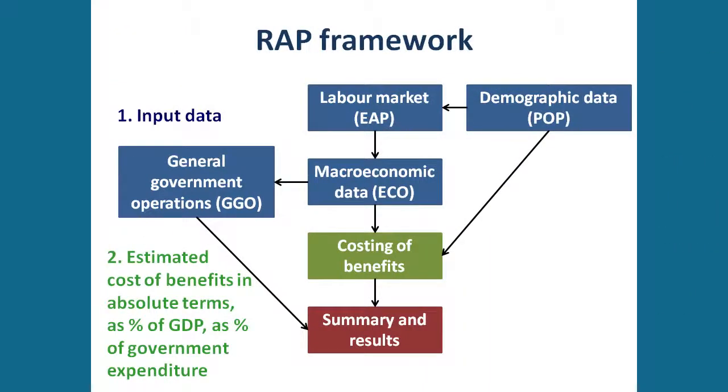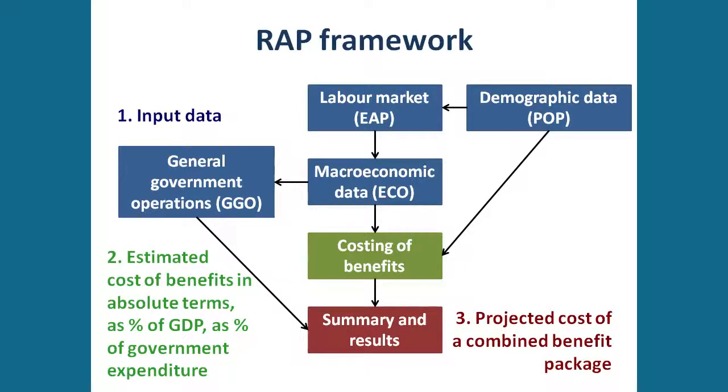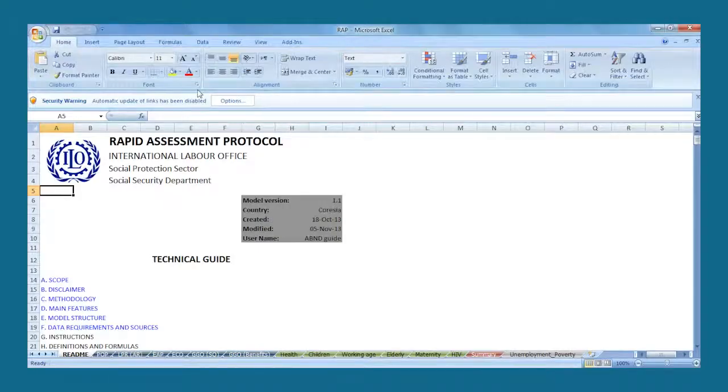Green represents the cost of implementing social protection benefits. The cost is expressed in the absolute currency value, as a percentage of the country's GDP, and its government's expenditure. Expressing it as a percentage of GDP or government expenditure helps to give a better idea of the cost. Red represents the cost of a package of the combined benefits. Now, let's take a closer look at each section.